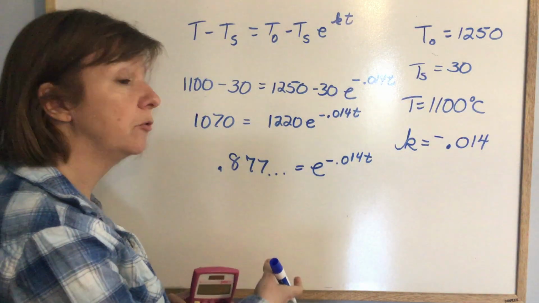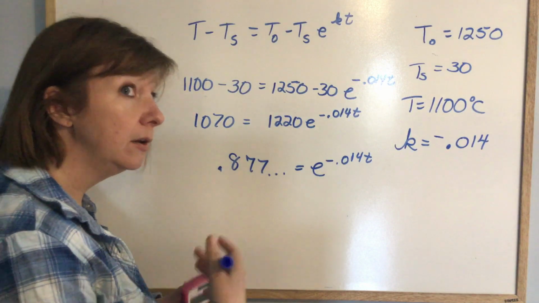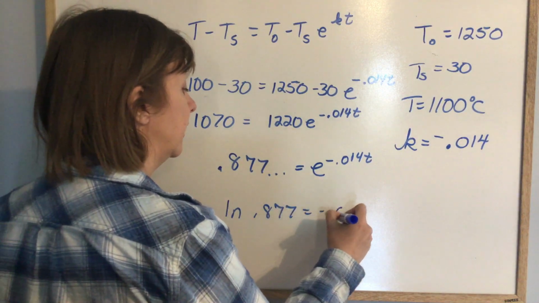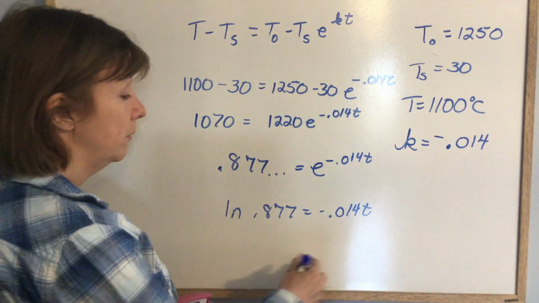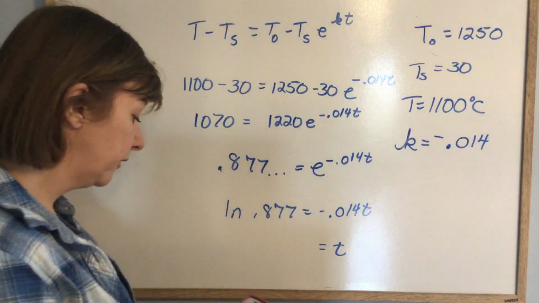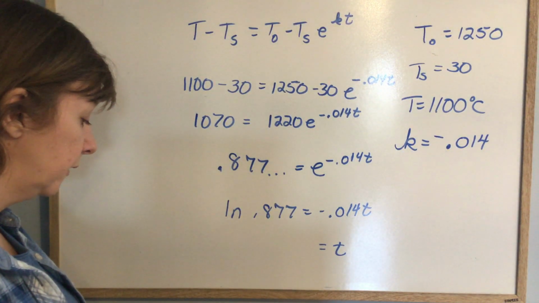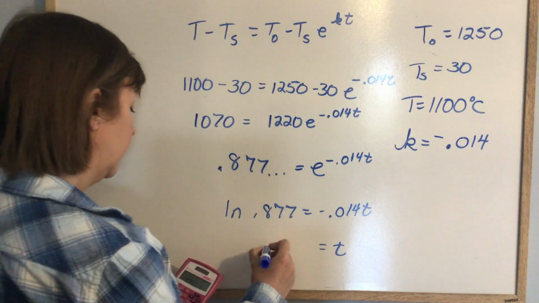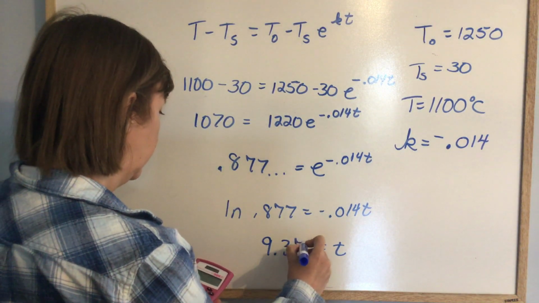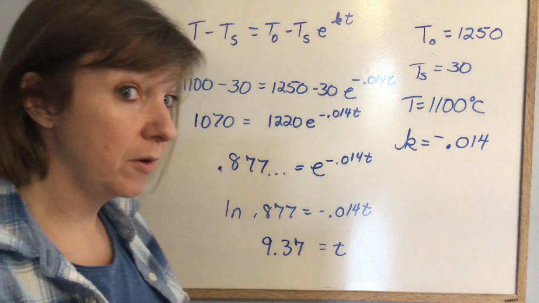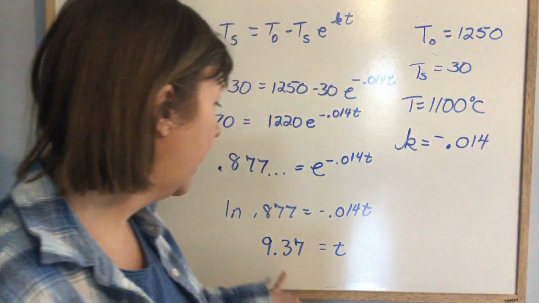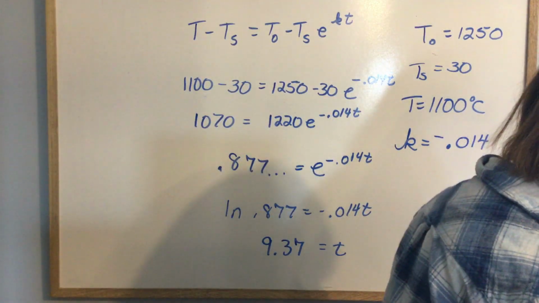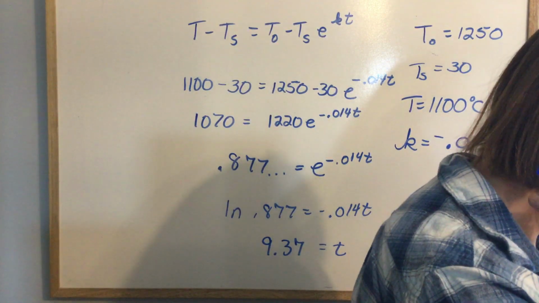Change this into logarithmic form. Again, my base of my log would be e, which means I'm doing a ln. So ln of 0.877 equals negative 0.014 t. Divide both sides by negative 0.014. So I'm going to do ln of that divided by negative 0.014. I get 9.37. And again, our time was measured in minutes. So you have less than 10 minutes to work with that steel before it becomes too hard to work with.